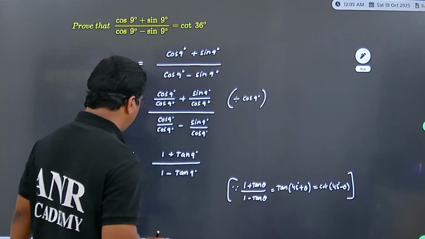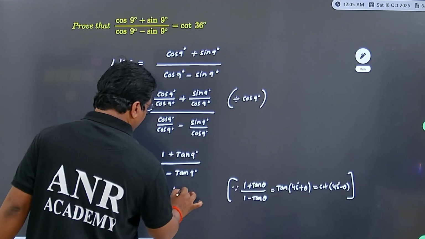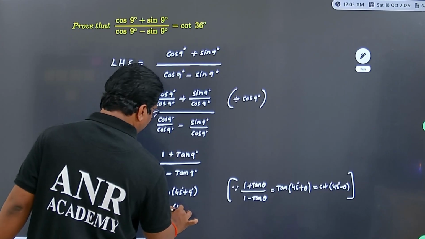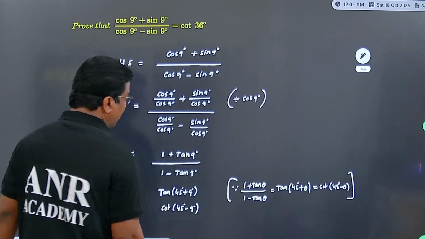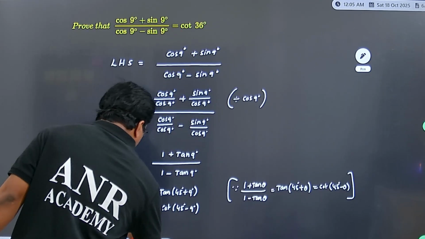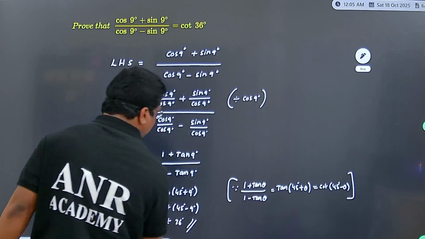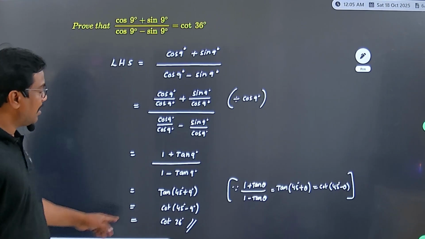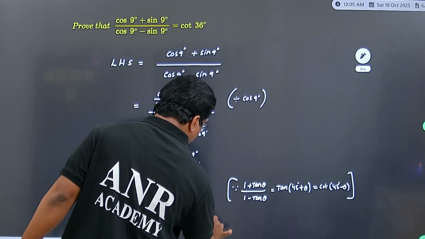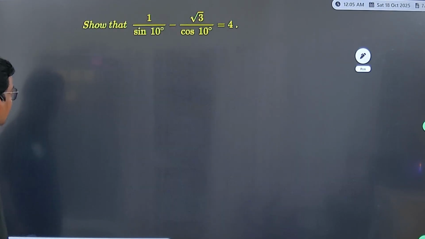So using this formula, you can write tan of 45 degrees plus 9, or cot of 45 degrees minus 9. We need it in terms of cotangent, so by this formula you can write cot of 45 minus 9, that is 36 degrees. Hence this is your RHS part. Therefore LHS equals RHS. Let us move to the next question.